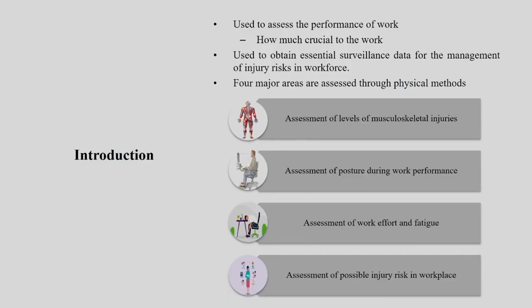First category talks about the assessment of levels of musculoskeletal injury. Whenever we are talking about physical methods in ergonomics, the first thing that comes to our mind is musculoskeletal disorders, injuries or discomforts related to the musculoskeletal system. So whenever we are talking about the various assessments which give a level discrimination of the musculoskeletal injuries, that comes first.